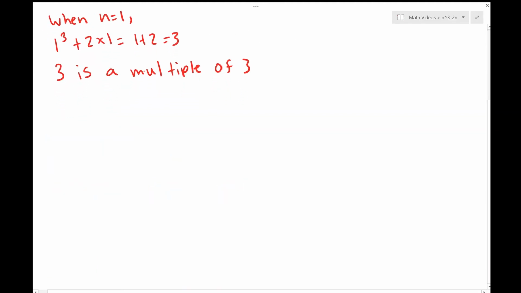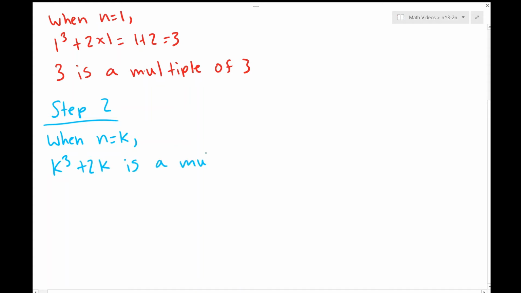Step 2 is also the same. I just need to get my pen. So we have step 2. We're going to assume that the statement is true when n equals k. So when n equals k, we have k cubed plus 2k is a multiple of 3. And this is an assumption. So we're not proving this, we're just taking it to be fact.